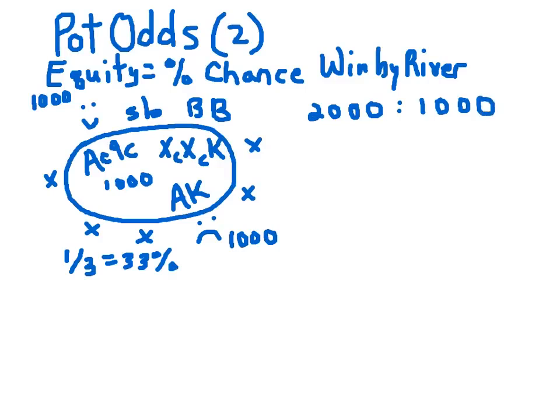In pot odds 1, we taught you to simplify this by dividing both sides by 1,000. And we say the pot's laying us 2-to-1 odds. In percentage terms, this is 1/3, or 33%. Now, it's no coincidence for this example, I've made our equity equal our pot odds. And what this means is in the long run, calling here will be break even.